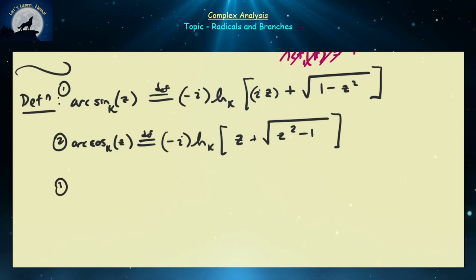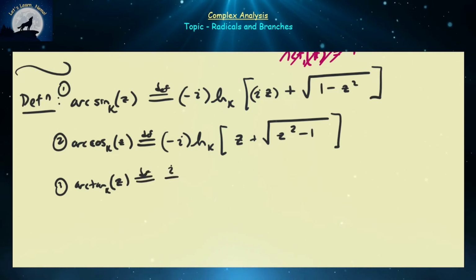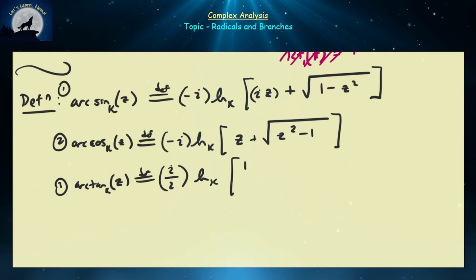And also we're going to have our arctangent inverse function. This is a very important one. And this will be defined to be equal to i divided by 2 times the natural logarithm of 1 minus iz all over 1 plus iz.